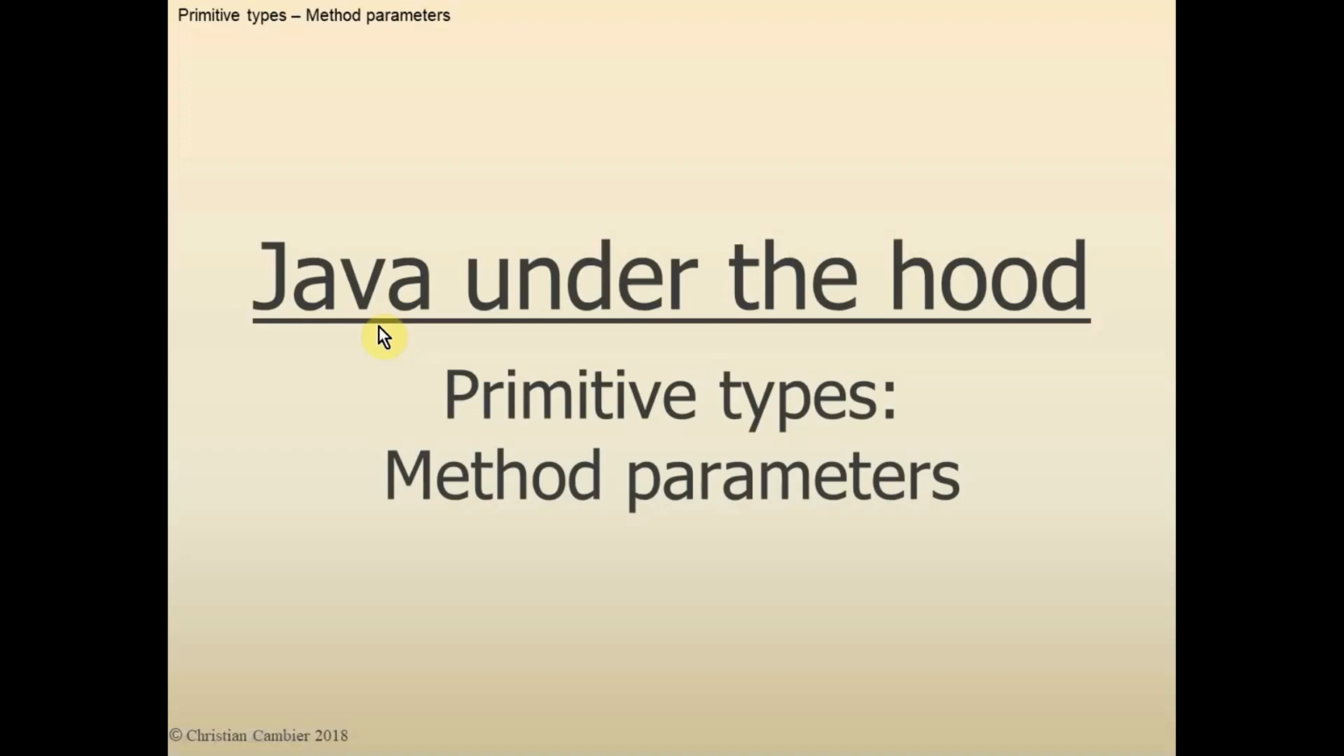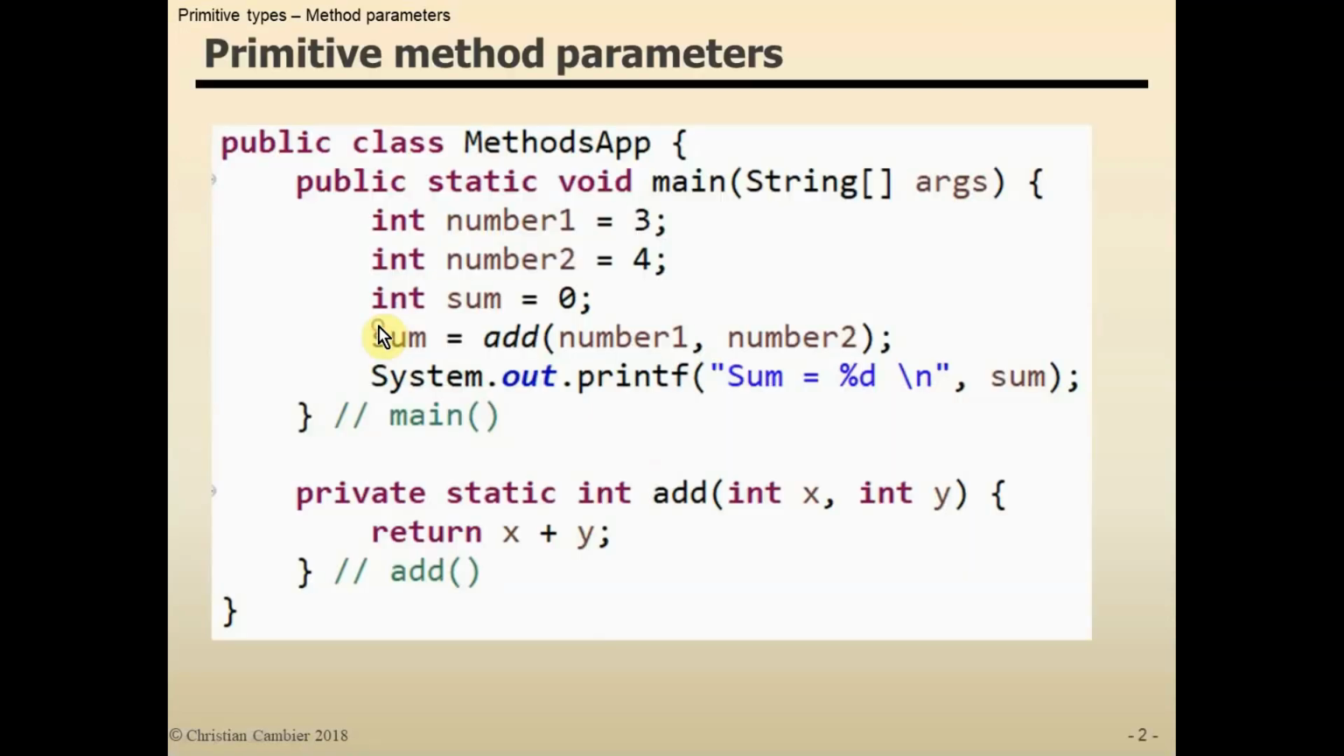Welcome to this new demo of Java under the hood, in which I will demonstrate the use of method parameters of a primitive type. The code I'll be demonstrating consists of this class with two methods, the main method and an additional add method. And the purpose of this add method is to calculate the sum of two parameters x and y.